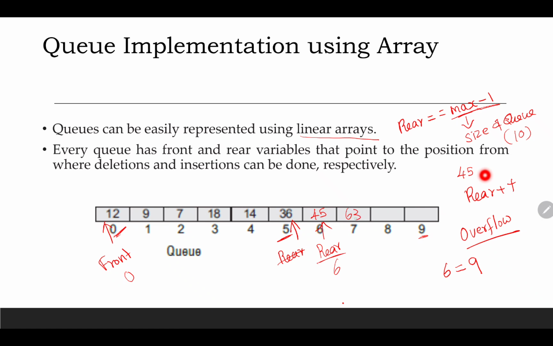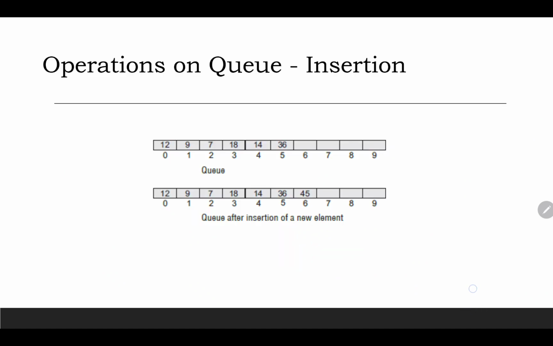Suppose consider the queue is full. Before doing the insertion, we have to check the condition. The rear is now here, so the rear is 9. So 9 is equal to 9, the condition is true. If the condition is true, it will print the message we have given, overflow. So this is about the insertion.